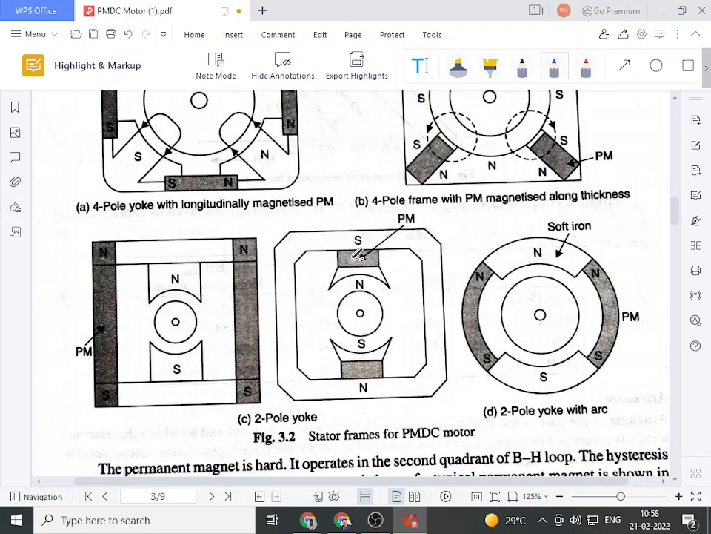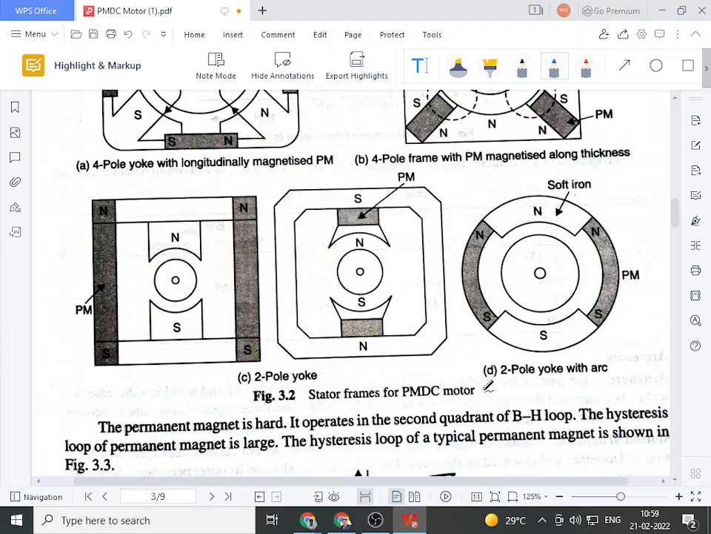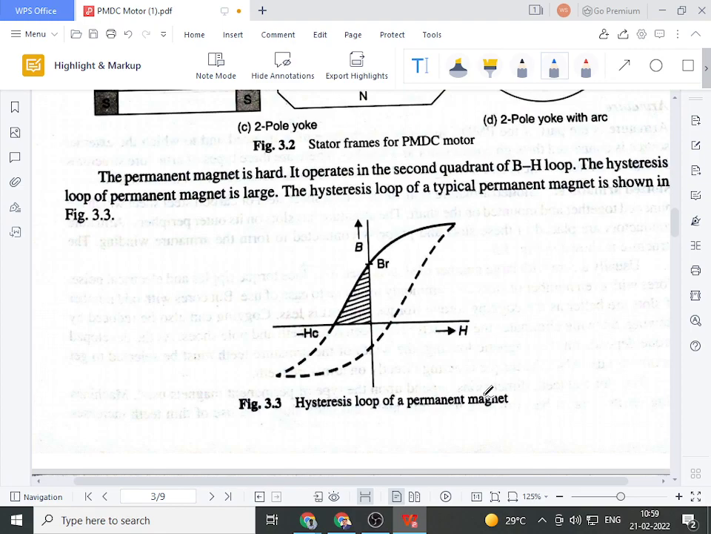Here we use a pole shoe, and a pole core. On the pole core there is a permanent magnet. So this is again one of the 2 pole structures, and this is the third type of 2 pole structure, whenever we use an arc type permanent magnet. So depending upon the requirements of the magnetic field, we can use any one type of stator frame for this PMDC.